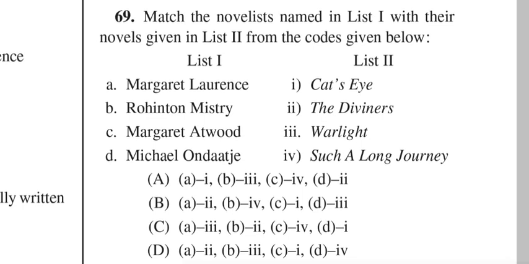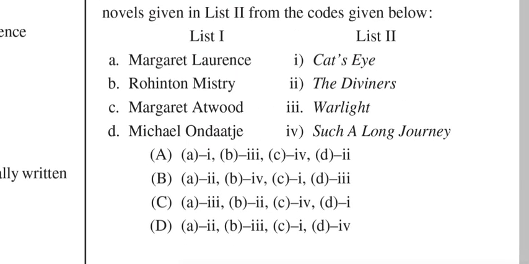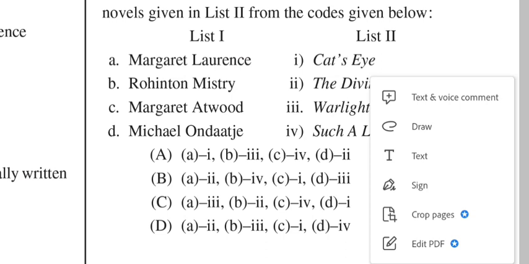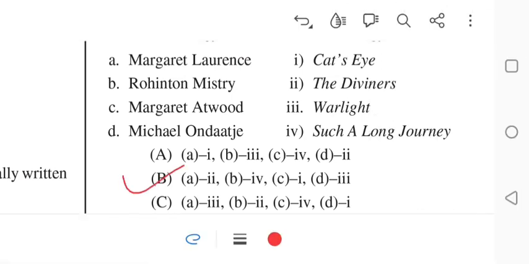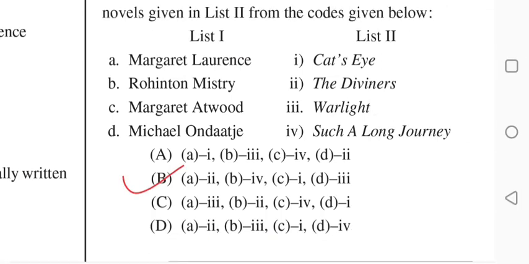B. A3, Margaret Laurence, The Diviners. B4, Rohinton Mistry, Such a Long Journey. C1, Margaret Atwood, Cat's Eye. D3, Michael Ondaatje, Warlight. So these all are important writers. You have to know about them. Then only it will be easy for you to clear the exam.